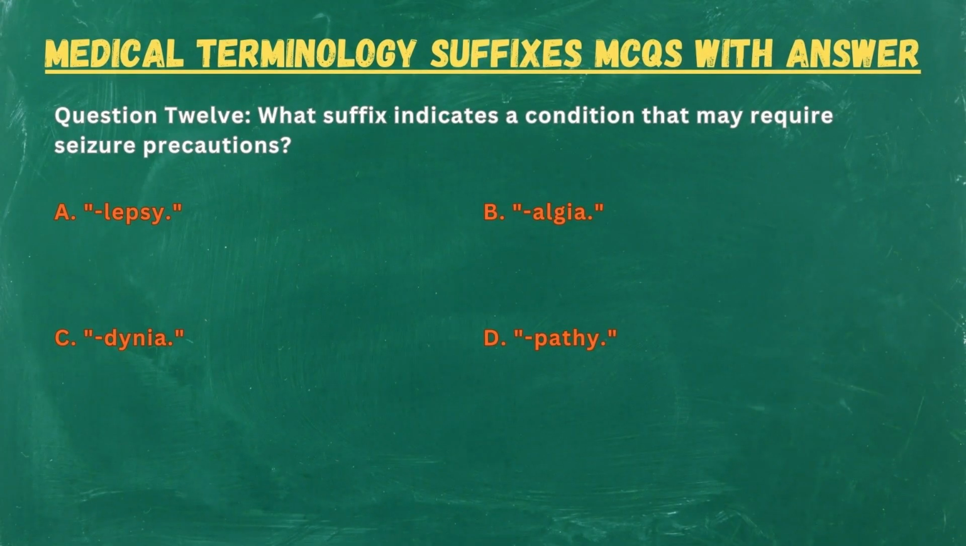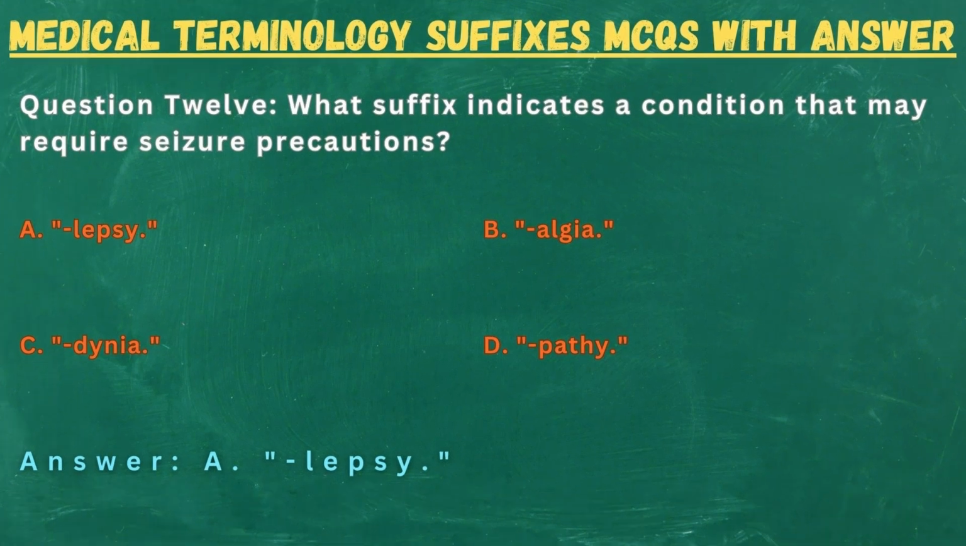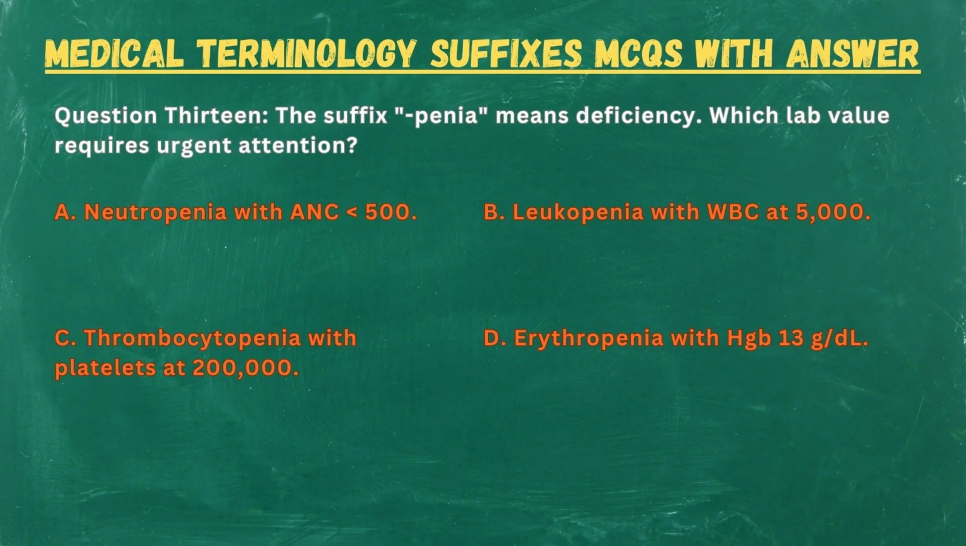Question 12. What suffix indicates a condition that may require seizure precautions? A. -lepsy. B. -sciatica. C. -nedynia. D. -pathy. Answer: A. -lepsy. Question 13. The suffix -penia means deficiency.